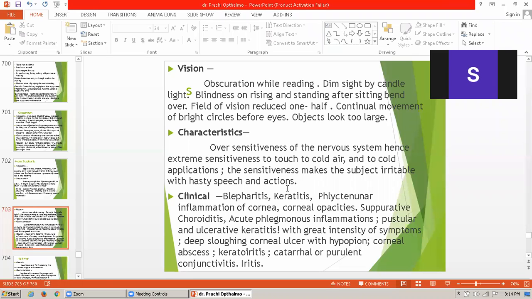So clinically, Hepar is very useful in blepharitis, keratitis, follicular inflammation of the cornea, corneal opacities, and suppurative choroiditis, acute phlegmonous inflammation, pustular and ulcerative keratitis with great intensity of symptoms, and deep sloughing corneal ulcer with hypopyon. So there is a corneal abscess, keratoiritis, catarrhal or purulent conjunctivitis.